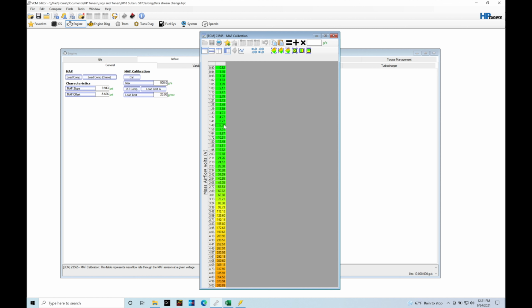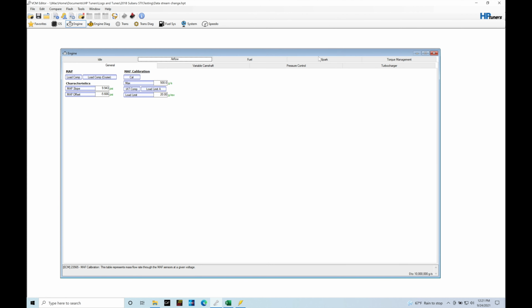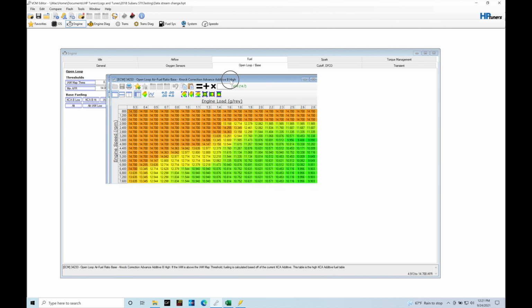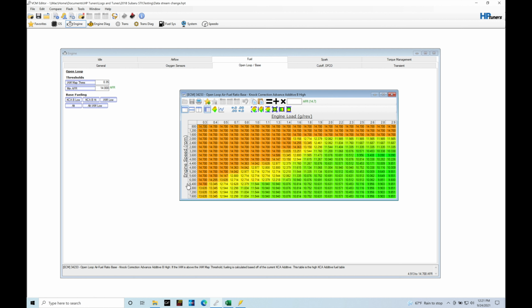Now we need to specify what we want to run for a target air fuel, and that's found in the target air fuel table. So let's close this out real quick here. If we jump into fuel, into open loop, into our open loop base, taking a look at our base fueling here, we have our values. Just take a look at our table here. We're going to find that this is based on engine speed and engine load in grams per rev. We're going to get to that in a second, but this is going to be specifying our target air fuel.